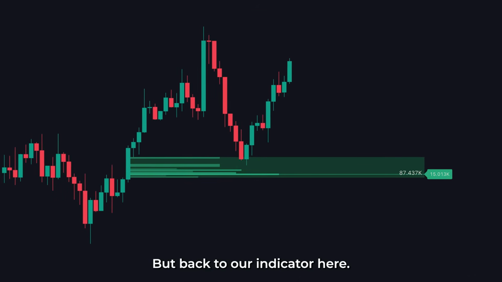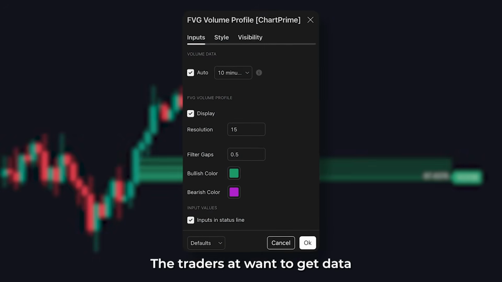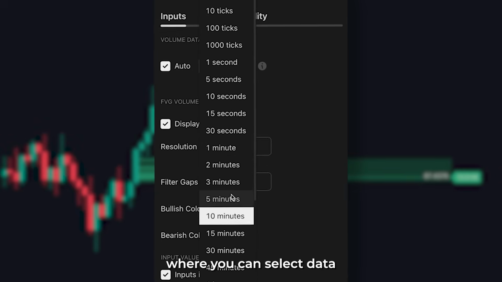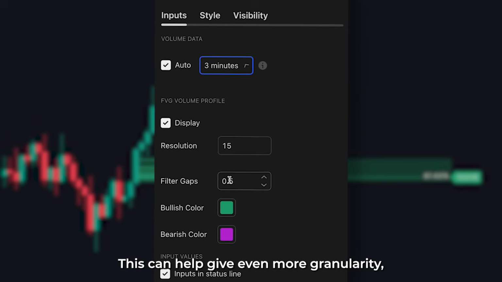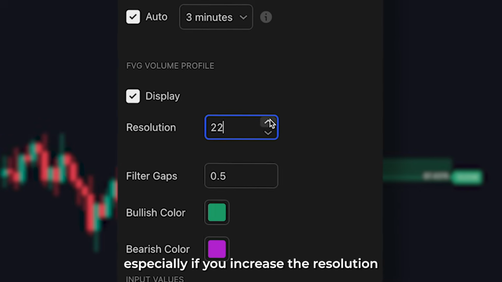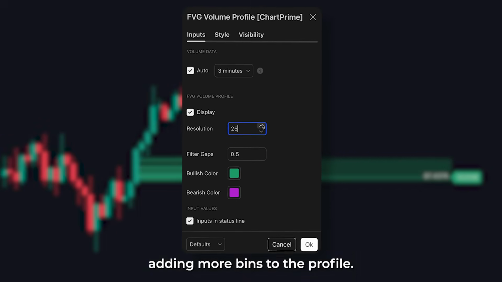But back to our indicator here. For traders that want to get data from a lower time frame, you can do so by editing this value, where you can select data for your volume profiles. This can help give even more granularity, especially if you increase the resolution, adding more bins to the profile.